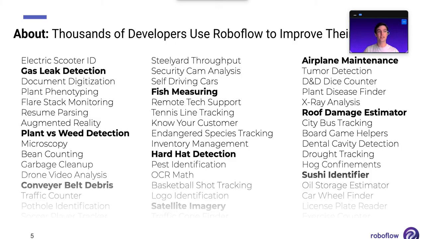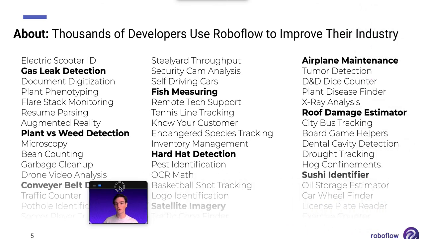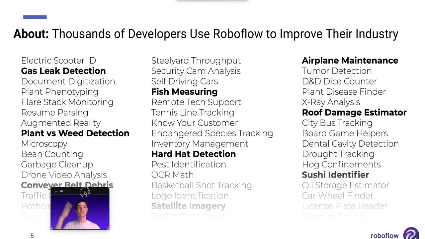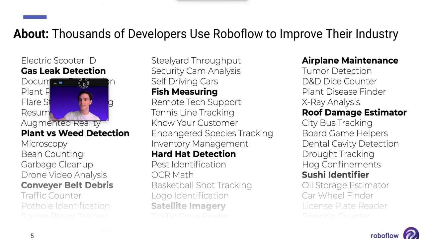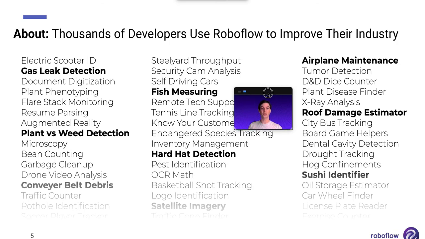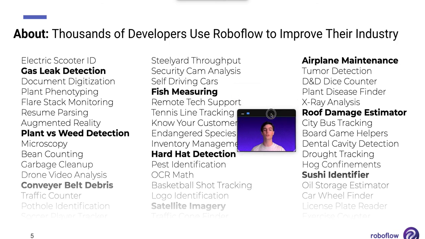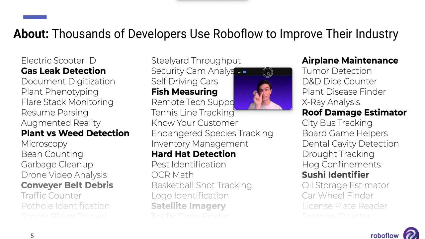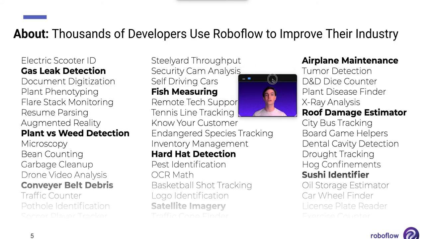I've compiled a few lists of some of these things that we've seen people across the Roboflow platform use us to build. I mean, things like gas leak detection, identifying if something's a weed or a plant, measuring fish on the platform, hard hat detection for those that are in workspaces, airplane maintenance, looking at different pieces and parts, estimating damage from roofs for insurance claims, or helping things in the self-driving car space. You name it. Computer vision can help your industry, and we're so excited at Roboflow to hear about what our users are telling us of how they're using computer vision.